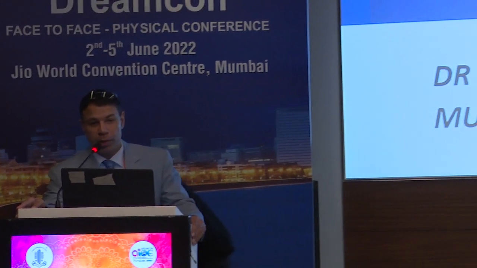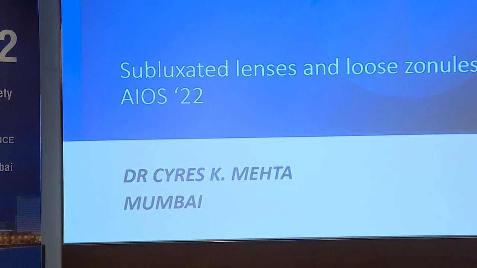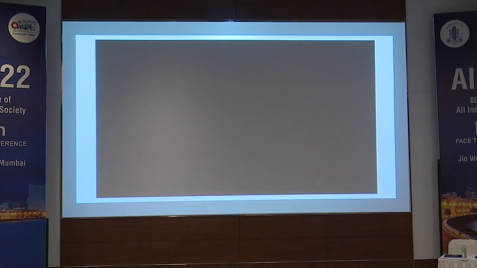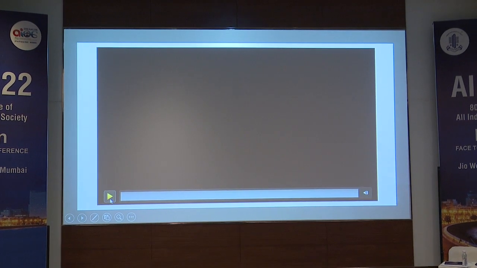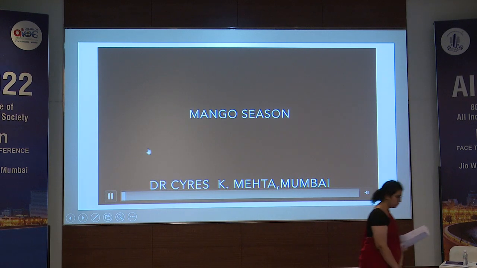So these are the four main complications of cataract surgery, which are small pupil, subluxated lenses, decompensated cornea, and hard cataracts. Let's have a look at this first case. This person suffered a blunt trauma from a mango that fell on her eye when she was lying by the swimming pool under a mango tree.